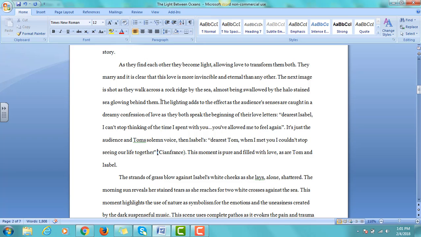So, for example, this is a paper where a student's analyzing a film, and she makes a really general statement here. The lighting adds to the effect as the audience senses are caught in a dreamy confession of love as they both speak the beginning of their love letters. So that's what she has to say about the film. And then she has a colon, and then she brings in a quote from the film in order to support what she just said.